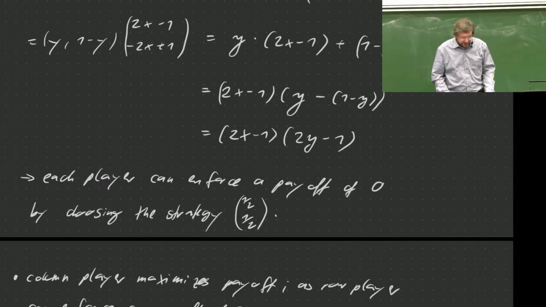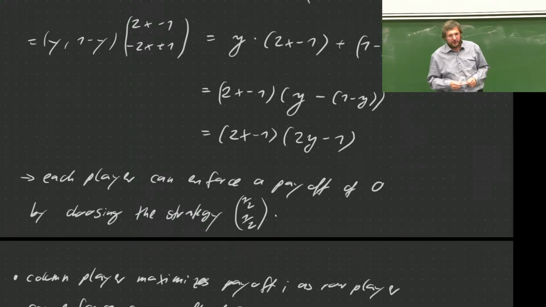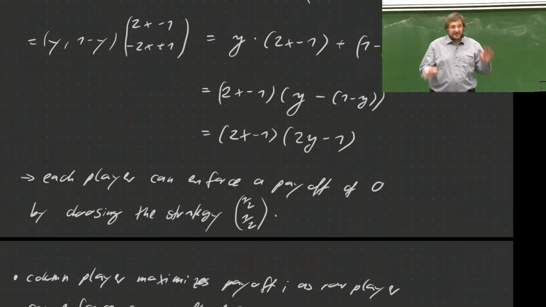And well, the choice of strategies that you need to make this 0 is 1/2 and 1/2. So basically you flip a coin. You randomize whether you show 1 or 2 fingers. And in this case, that's true for both players. That doesn't have to be the case.